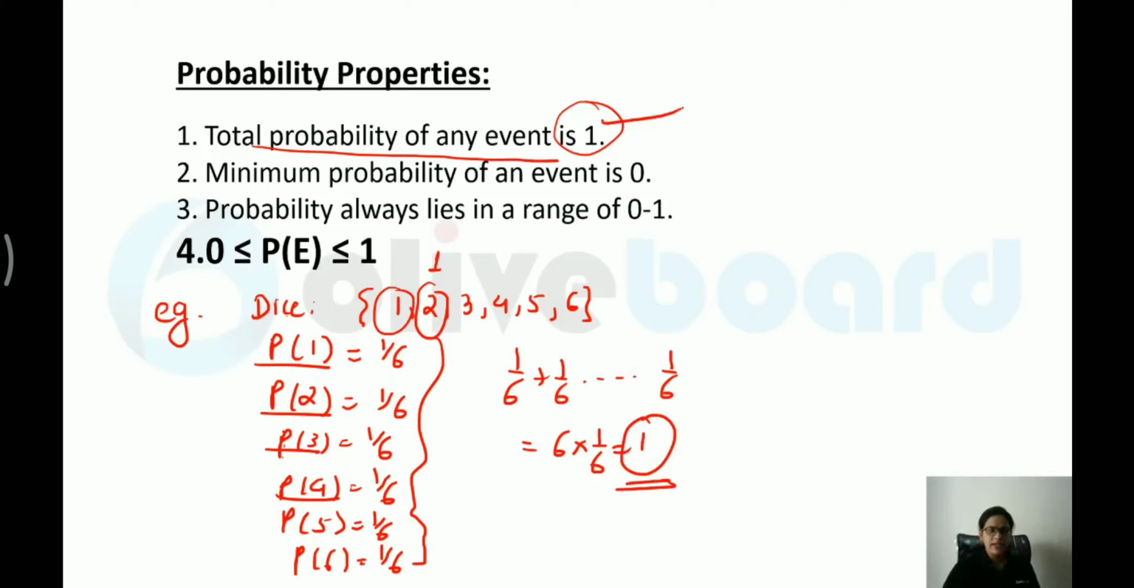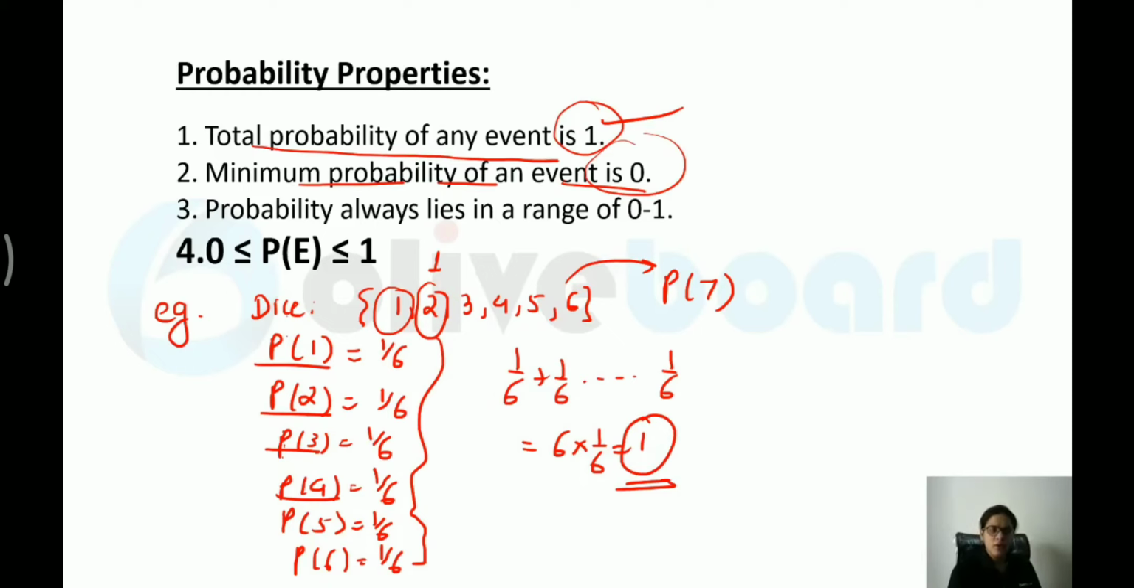Are you getting it? Similarly, what is the minimum possible value of an event? 0. Okay, suppose I ask you what is the probability of getting 7? Now when you are throwing a dice, 7 can never come, right? So what is the probability? 0 is the probability over here. Are you getting it?